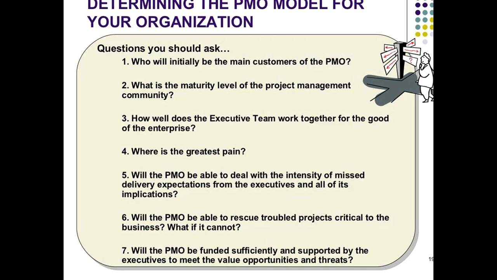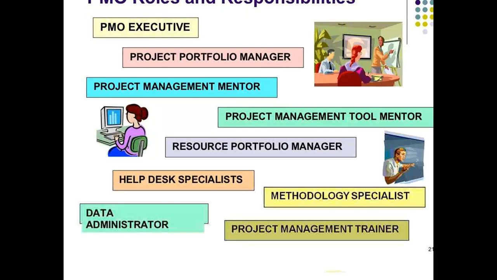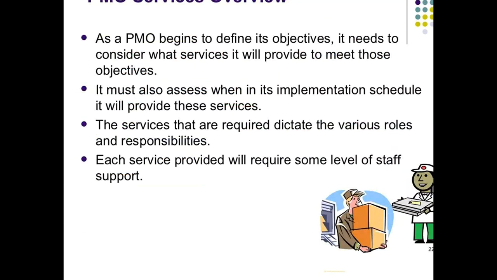Questions you should ask: who will initiate the main customer of the PMO? What is the maturity level of the project management community? How well does the executive team work? When you implement these, you have to ask these questions to be properly implemented, because implementation is very important. You plan something, but you do not implement it. You implement it, then the control needs to be in place as well. So people can be the PMO executive, PMO portfolio manager. These are the key roles when we implement it properly.